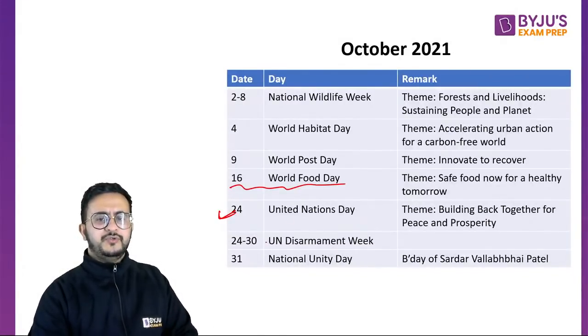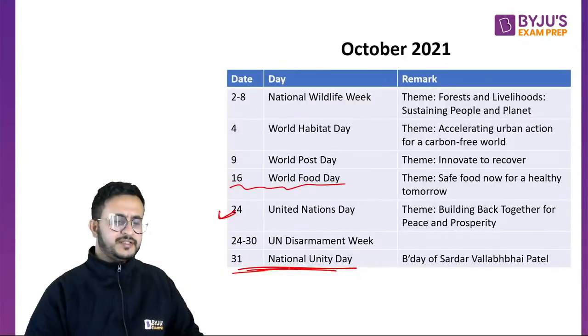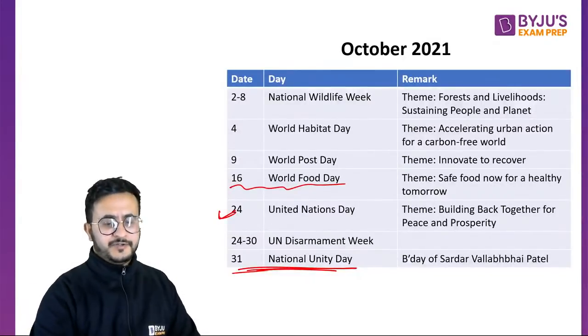Then UN Disarmament Week was observed from 24th to 30th of October. And National Unity Day, again important, right? Birthday of Sardar Vallabhbhai Patel. So that's the reason it is celebrated on 31st of October.